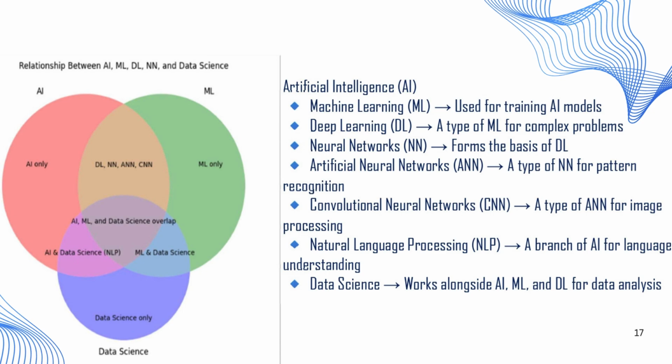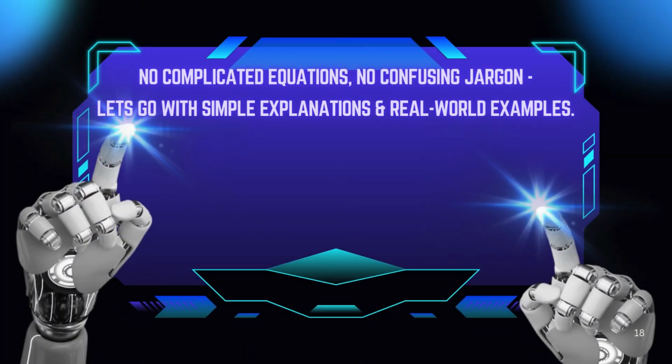Natural language processing is a branch of AI for language understanding, and data science works alongside AI, ML, and DL for data analysis. So, without any complicated equations and without any confusion, just understand these terms with simple real-life examples.